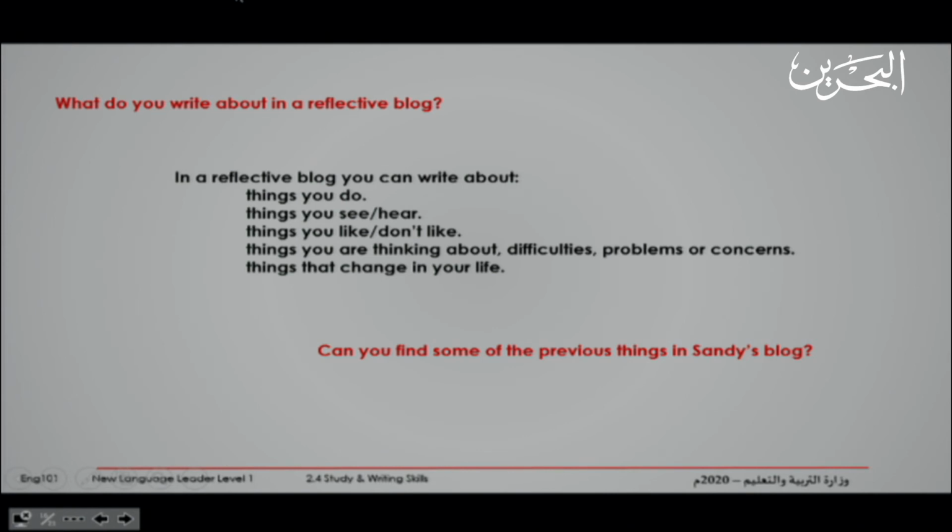Can you find some of the previous things in Sandy's blog? Write down your notes in a paper. Then we're going to discuss the answers together. You have 2 minutes to do this activity.